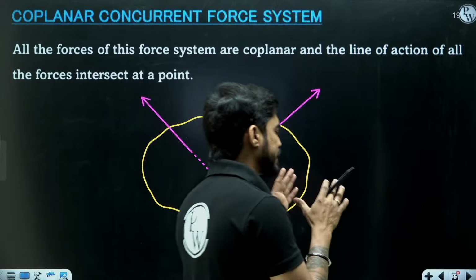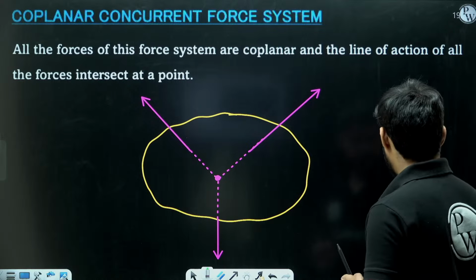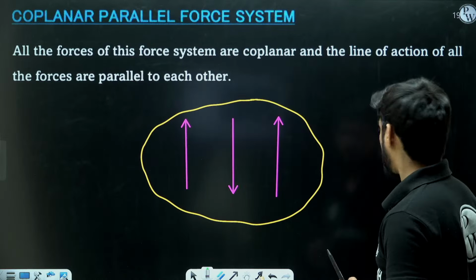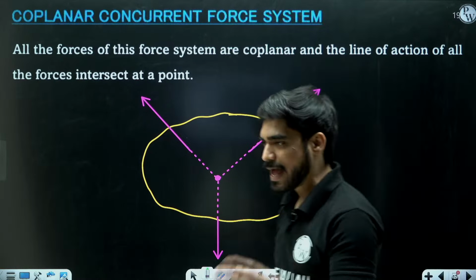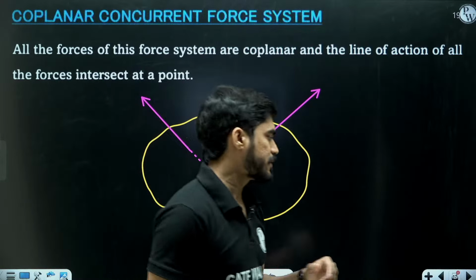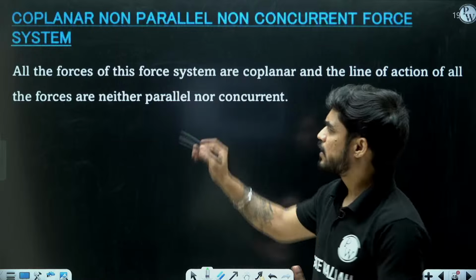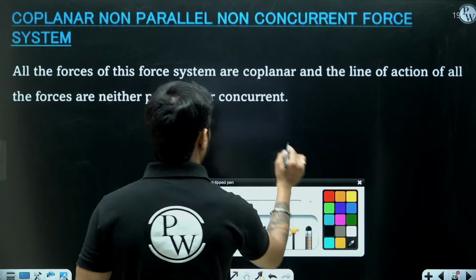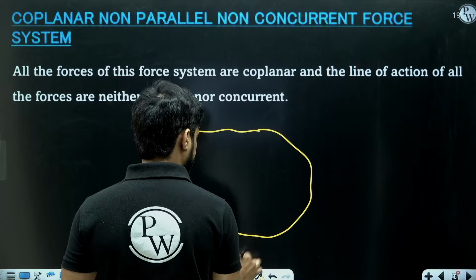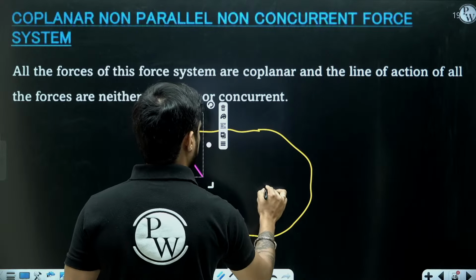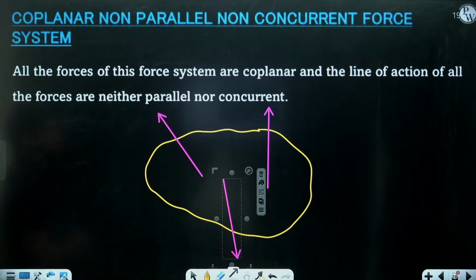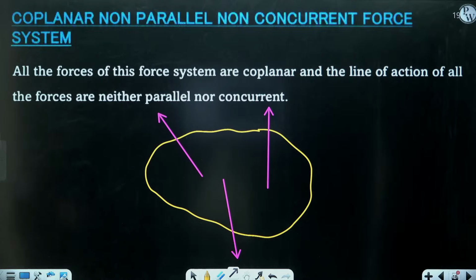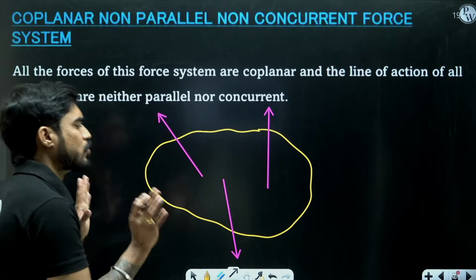Now, there are some force systems which can neither be put in this category, nor in this category, nor in this category. It's not collinear, it's not parallel, it's not concurrent. So in that case, we can call it a general force system or a non-parallel, non-concurrent force system. For example, let's say this is our rigid body. There is one force acting like this, there is one force acting like this, there is one force acting like this. So you can see that these forces are neither parallel nor concurrent. So this is known as a non-parallel, non-concurrent force system.